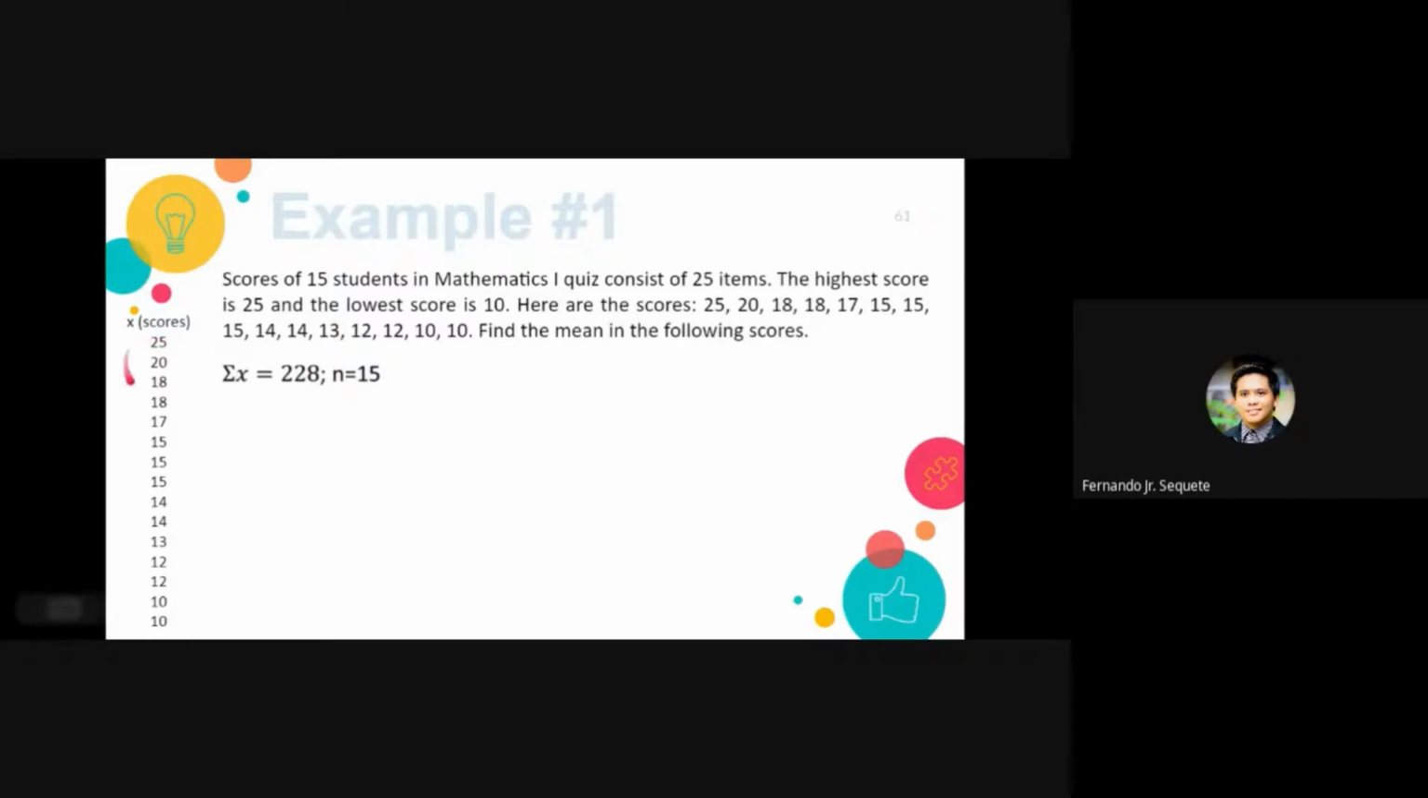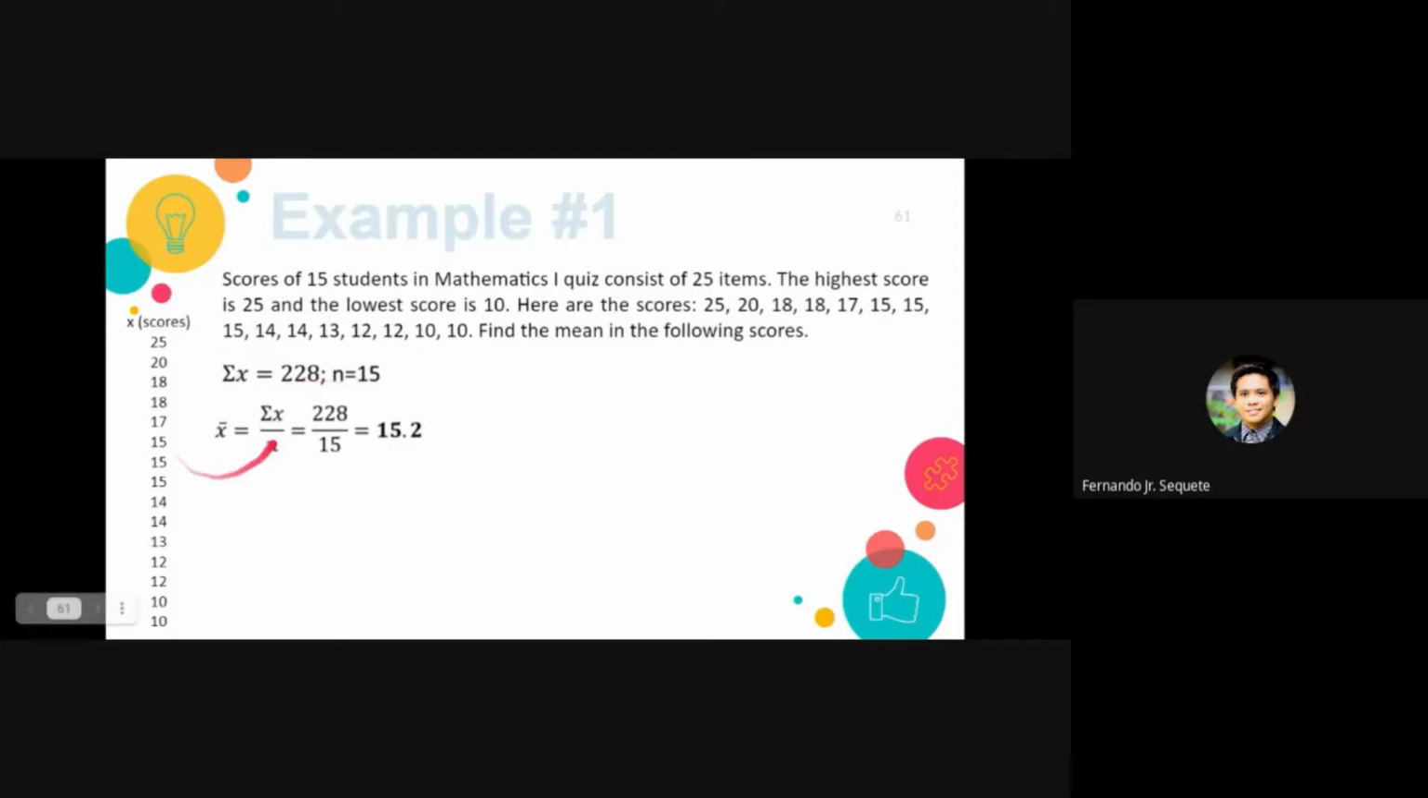So please check if the value is correct, or maybe my computation was wrong. Basically, what was done here is that you have to add everything and then that is now your summation of x, children. And then of course, n is equal to 15 because you only get 15 students. Do not use the 25 items because our samples are 15 students. Next, let's plug in the value.